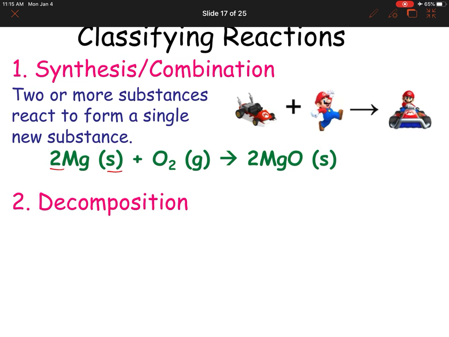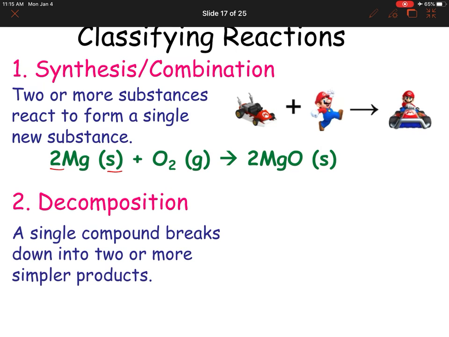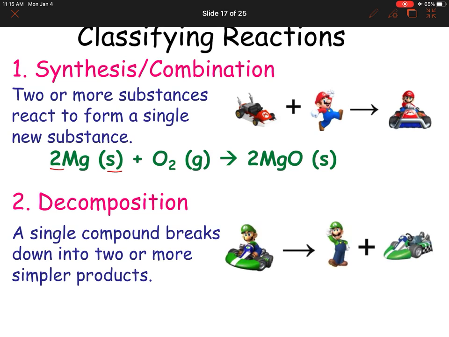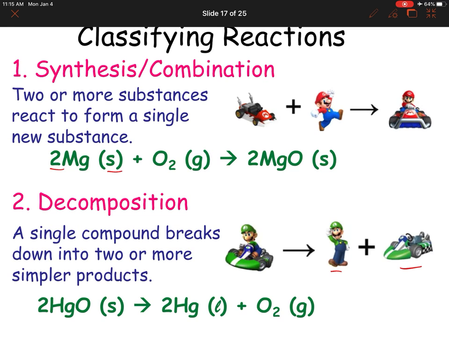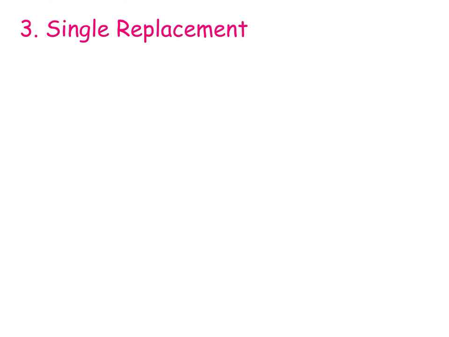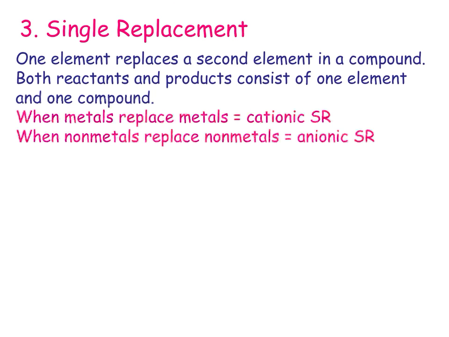The opposite of a synthesis reaction would be called a decomposition reaction. A decomposition is when a single compound is going to break down into two or more simpler products. So we have Luigi on his cart, and then after the reaction, Luigi is separate from his cart, so it's breaking down. Notice that we have the same parts, they're just broken down. Okay? And there we have some actual chemical elements. Now we have something called a single replacement reaction. Okay, so let's talk about that.